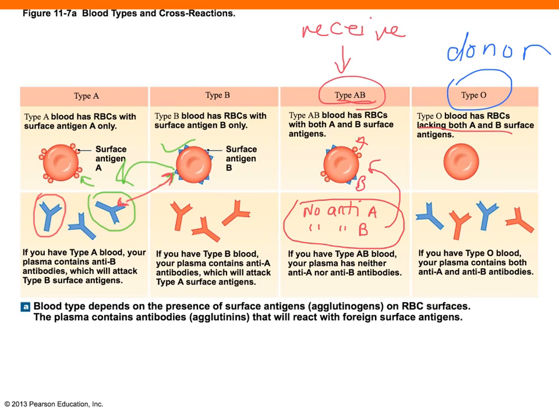Now, the type O blood, they have both the anti-A antibodies and anti-B antibodies. So who can they receive blood from? They cannot receive blood from any other type except for O. They will reject anything with an A, and they will reject anything with a B. So that means type A, type B, and type AB cannot be given to type O.